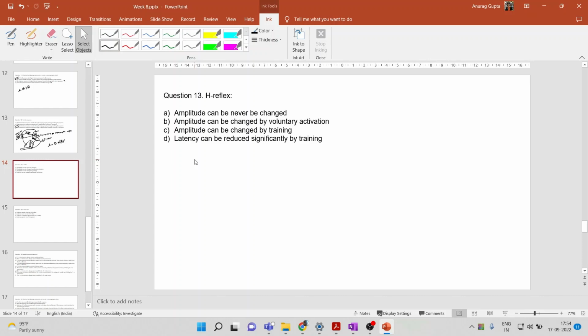So we have question 13, Hertz reflex. Amplitude can never be changed. Amplitude can be changed by voluntary activation. Amplitude can be changed by training, and latency can be reduced significantly by training. Experiments have shown that the amplitude of the Hertz reflex can be modulated by voluntary activation of certain muscles, and it can also be changed by training. So the answer is B and C.